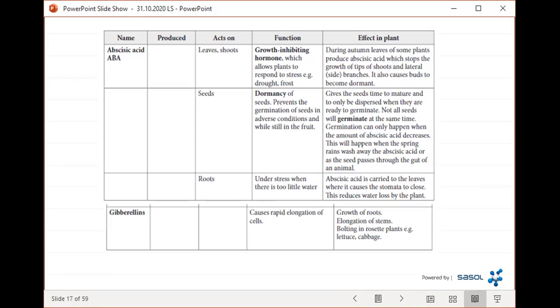Because now abscisic acid can also act on roots, and on roots, basically its function is under stress when there is too little water. Then the effect on the plant is that it is then carried to the leaves, where it causes the stomata to close, right, in order to prevent water loss, right? Then the gibberellins, they cause rapid elongation of cells. Okay, so the effect on the plant is that we have the growth of roots, we have an elongation of stems, we have the bolting in rosette plants, for example, the lettuce as well as the cabbage.